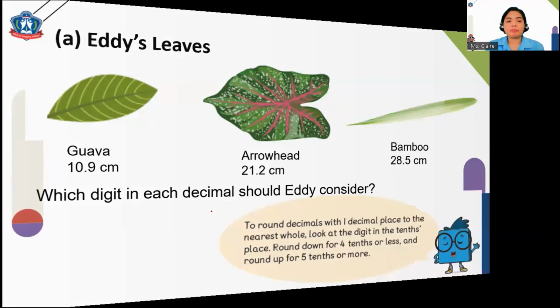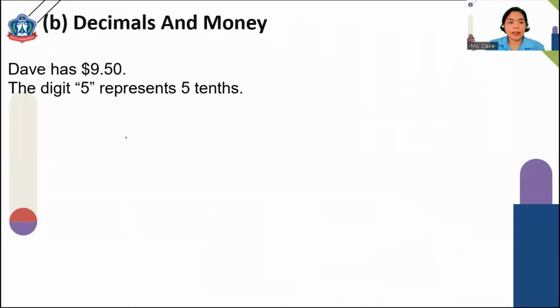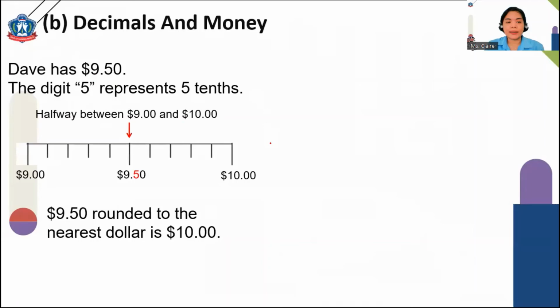Okay, P5? Now, let's study decimals and money. Dave has $9.50. The digit 5 represents 5 tenths. 5 tenths is here between $9 and $10. It is actually halfway. Remember, if the digit in the tenths is 5 or up, we have to round up. So $9.50 is nearer to $10. So $9.50 rounded to the nearest whole number is $10.